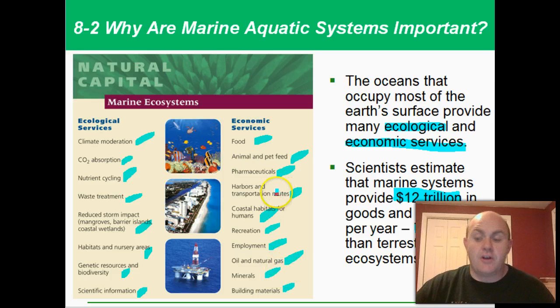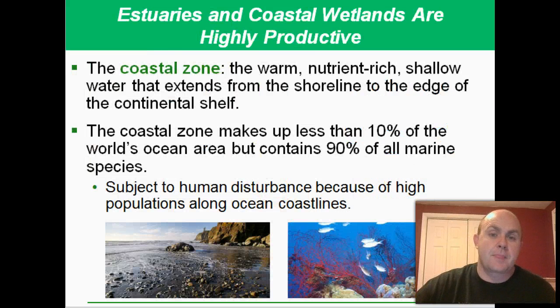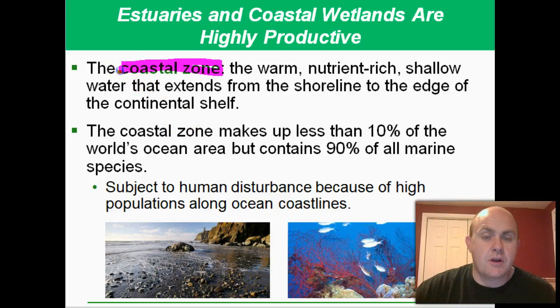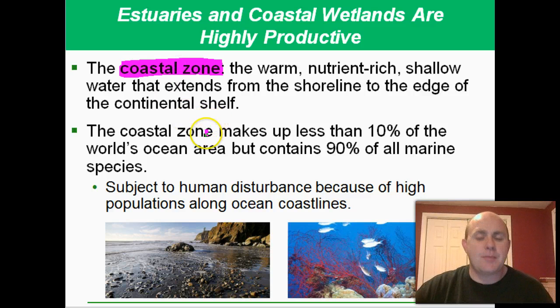So you can see that with all of the stuff that it does for us, it's really important for us to understand them and be able to utilize them appropriately. So the first thing that we want to talk about is coastal zones. Coastal zones, of course, along the coast are really vital. They are very high producers of biodiversity and all of these services we just talked about. What is a coastal zone? It's warm, it's usually nutrient rich, and it's shallow waters that are just off the coast.